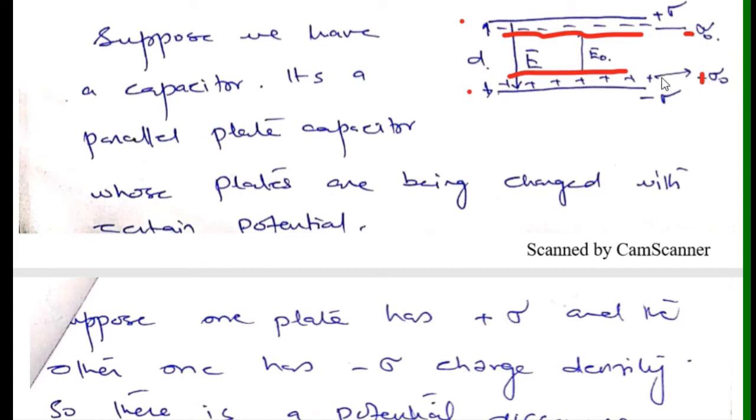So now within the dielectric, I have all the positive charges over here and all the negative charges over here. So the induced electric field will be in the opposite direction to that of the electric field already present within the capacitor. So it will be in the opposite direction, that is from bottom to top.